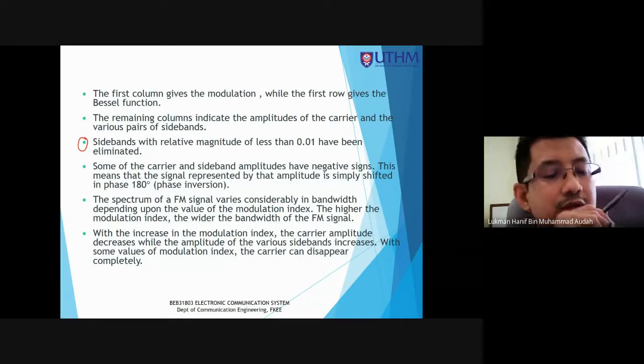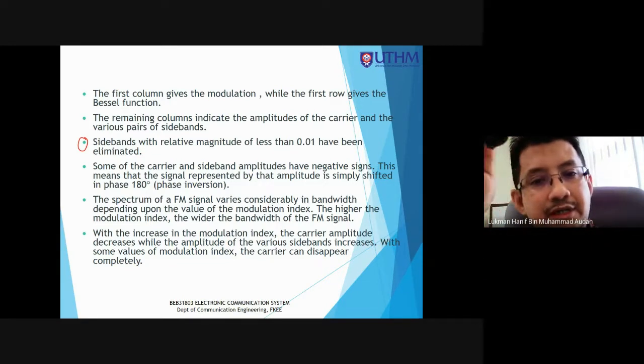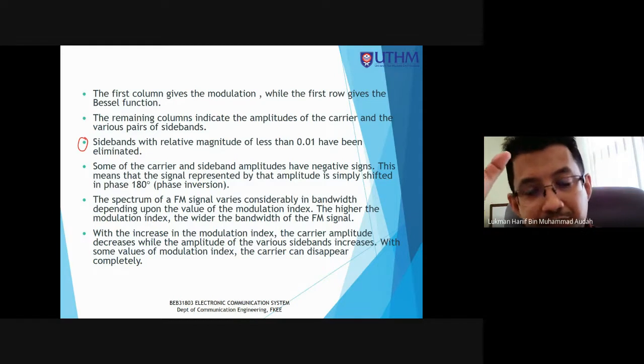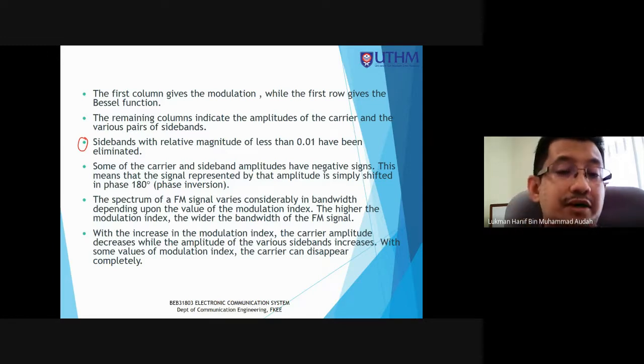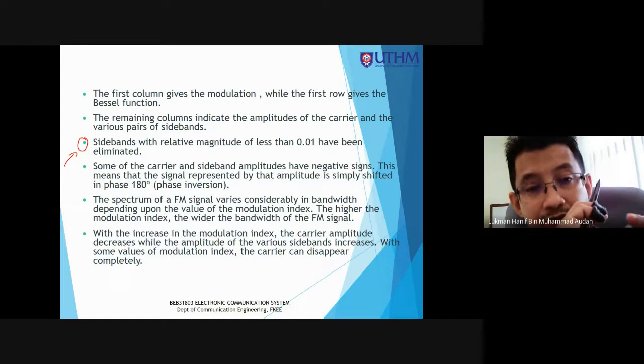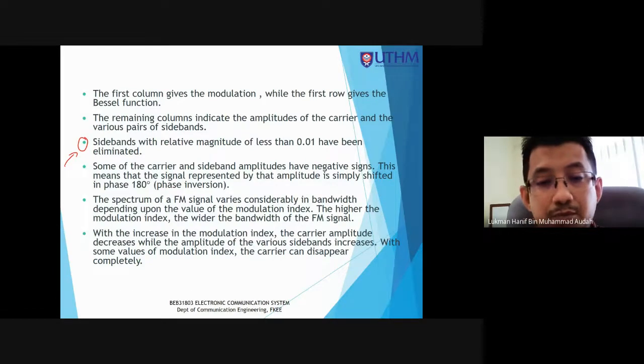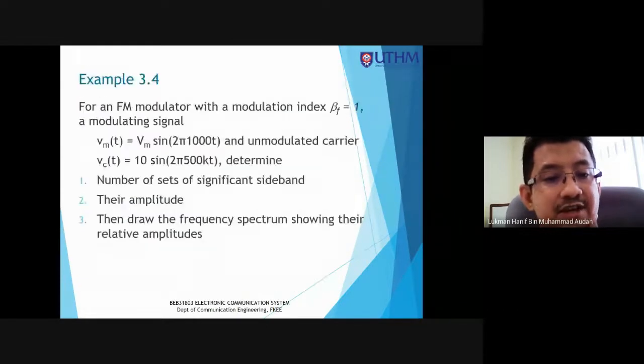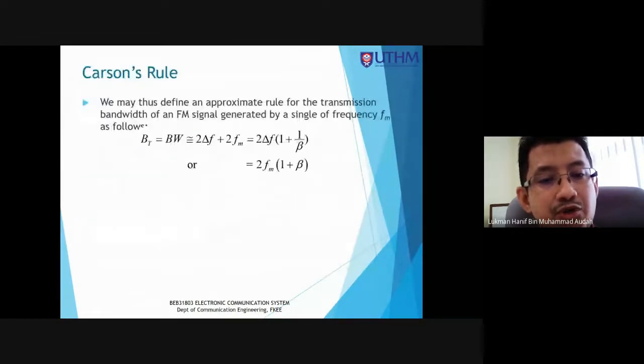Okay, so in the slides, it is already stated that the Bessel table in the notes has neglected the sideband which has a magnitude of 0.01 and below. So as a consequence of this, you are going to get a power that is slightly less than the theoretical value, which is okay, no problem, tidak ada masalah.